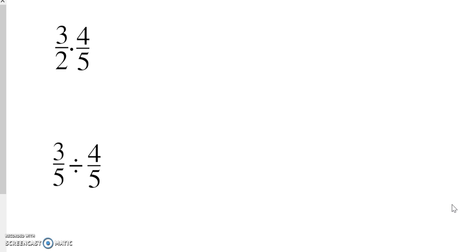If you recall, if I have two fractions here in the first example, and I have 3 over 2 times 4 over 5, to multiply a fraction, all we do is simply multiply across. So 4 times 3 is 12 over 10, and then we would want to simplify, taking out a 2, which would give me 6 over 5.